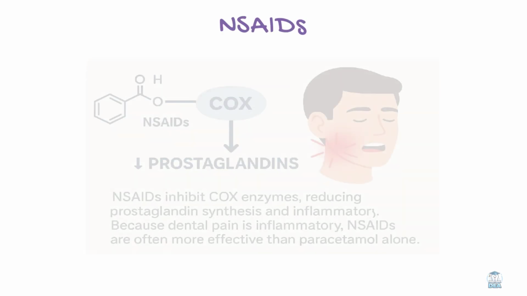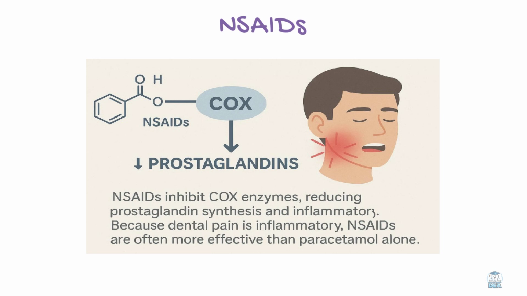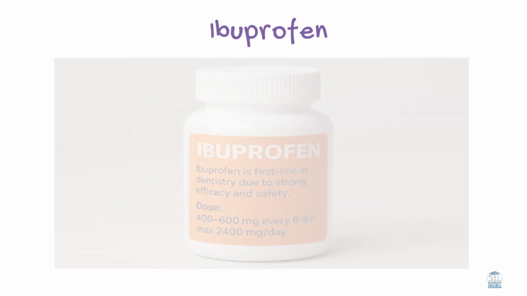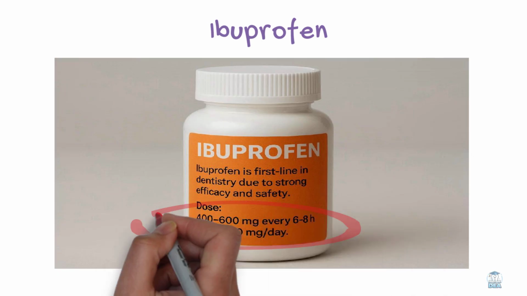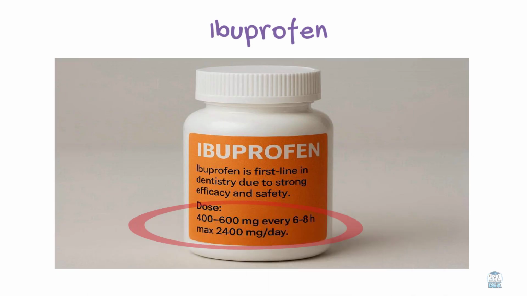NSAIDs inhibit COX enzymes, reducing prostaglandin synthesis and inflammation. Because dental pain is inflammatory, NSAIDs are often more effective than paracetamol alone. Ibuprofen is considered first line in dentistry due to its strong efficacy and safety profile. The recommended dose is 400 to 600 milligrams every 6 to 8 hours, with a maximum of 2,400 milligrams per day.